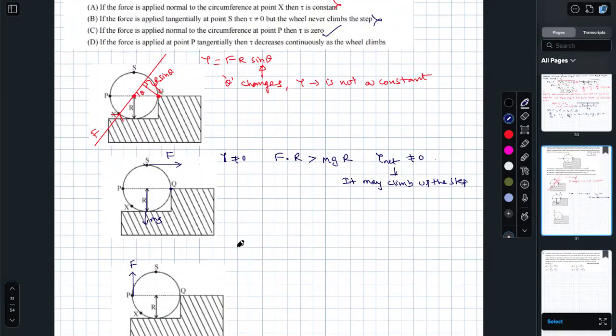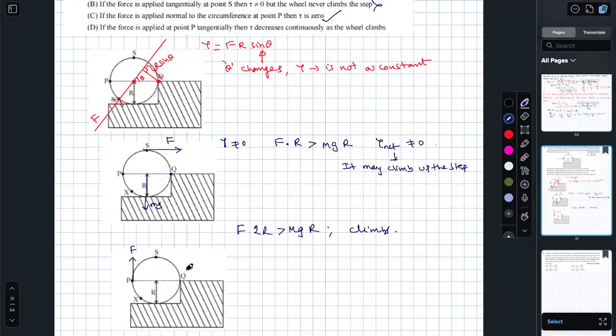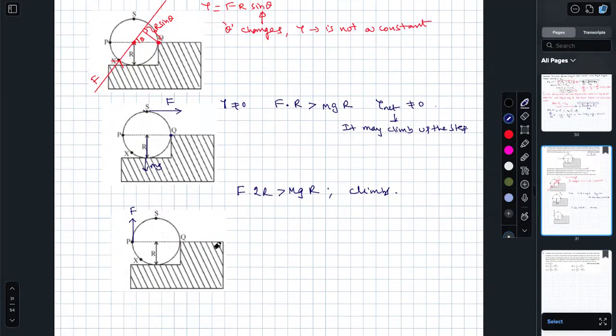See, the first thing I need to check is, suppose F into 2R is greater than mg into R, then it climbs. But the issue is, you are always applying the force tangentially. Suppose the same thing when it reaches here. I'm just explaining that suppose maybe rotation took place.